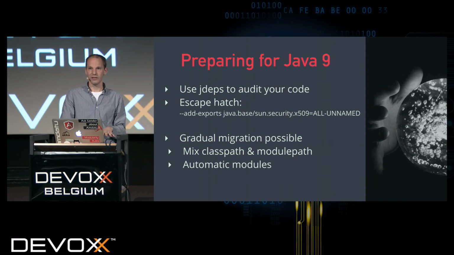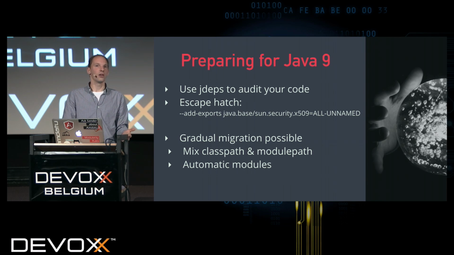What we're also going to look at after the break is how you can migrate to a modular world in Java 9 from the existing classpath world. But you don't have to do it as a big bang. There's a sort of gradual migration path possible here, which is very nice, and it allows you to sort of mix your current class path situation with the module path and modules.